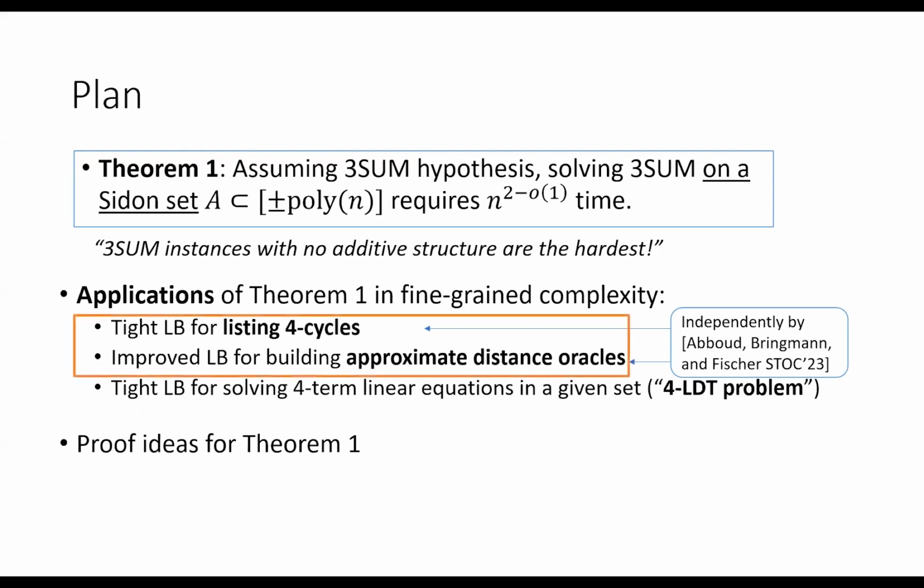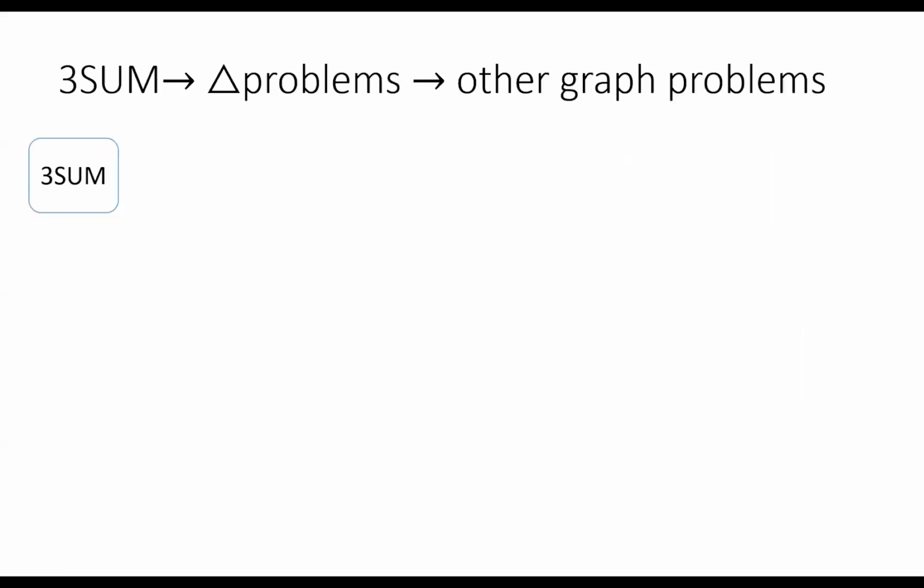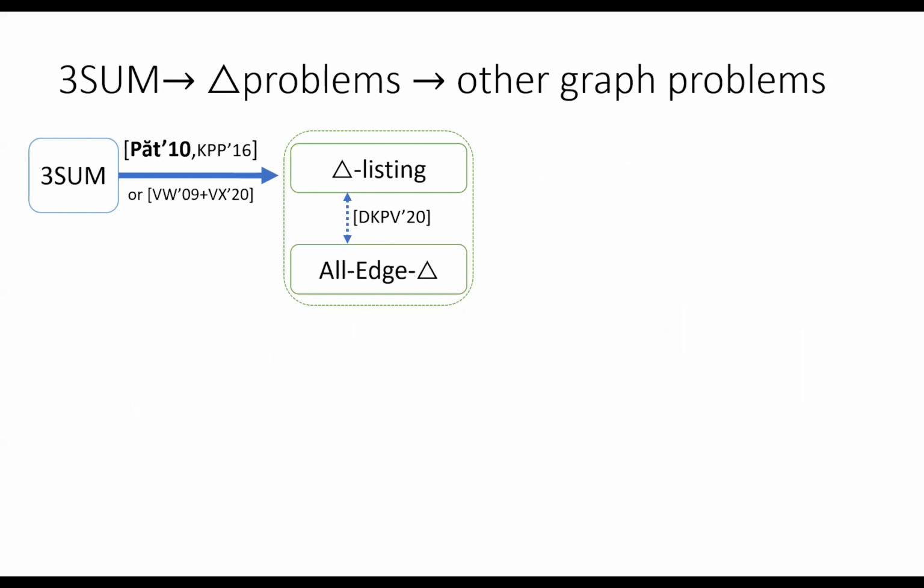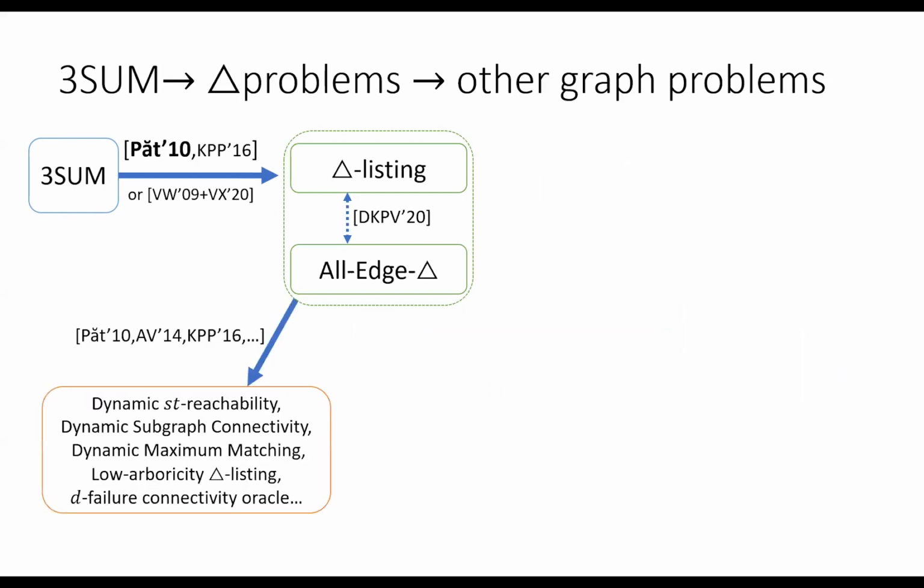Now let's look at our applications for the graph problems. In the literature, there are a lot of graph problems that are shown to be threesome hard, and most of these results are proved by first going through a reduction from threesome to some triangle problems, namely triangle listing or all-edge triangle. And this first step was established in an influential paper by Patrascu in 2010.